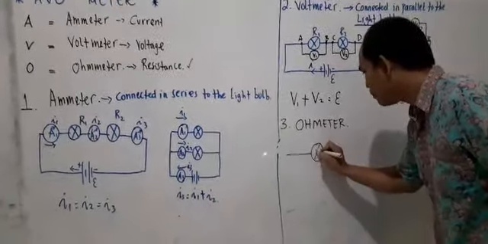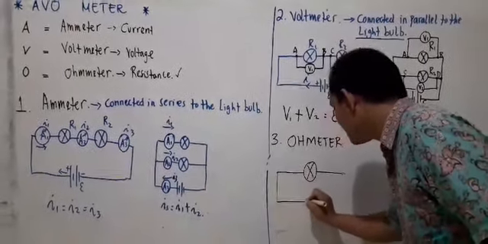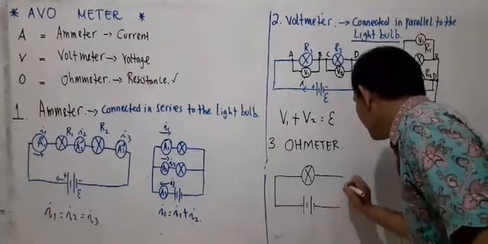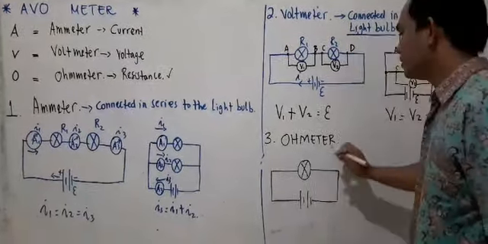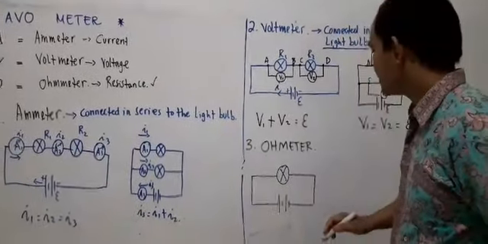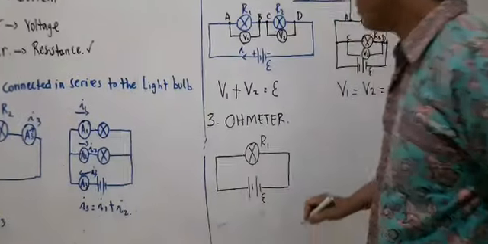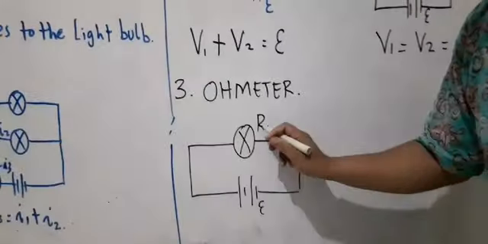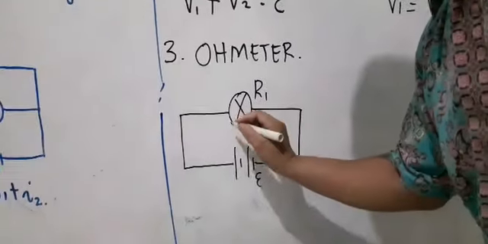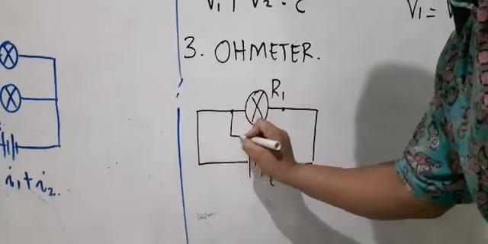If I have a light bulb like this, let's say one resistance, it is the same as the other circuits, parallel and series. Let's say this is R1 and E of voltage. We don't know the resistance of this light bulb, so we put the ohmmeter between them.